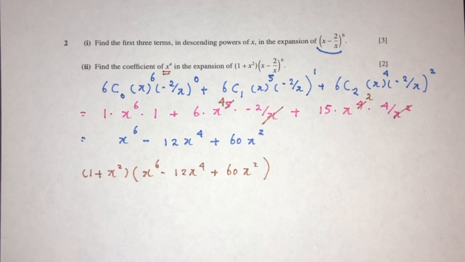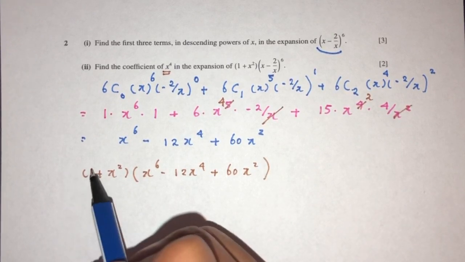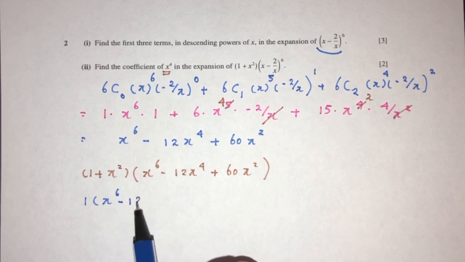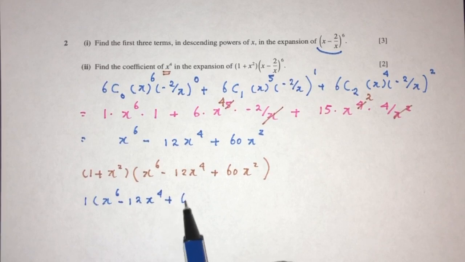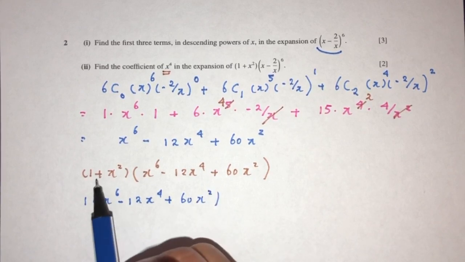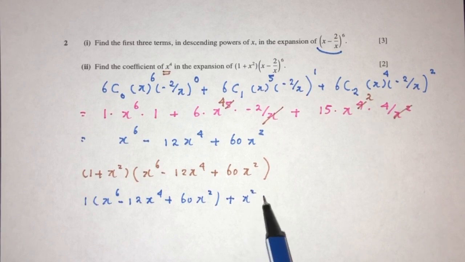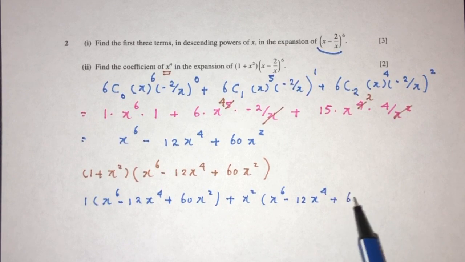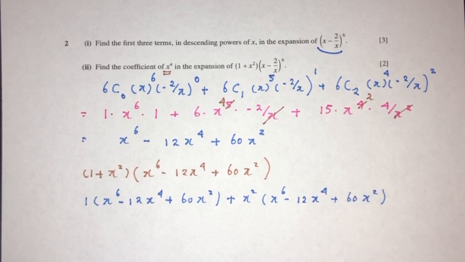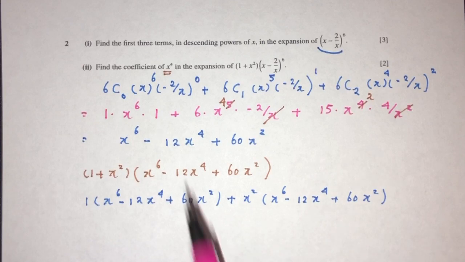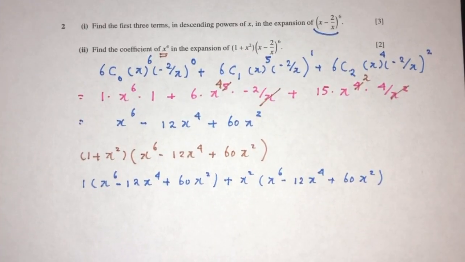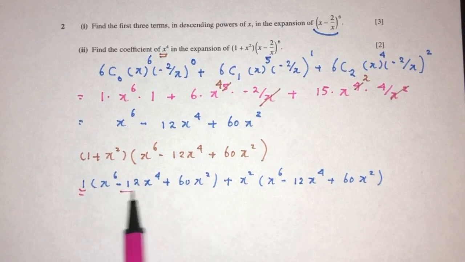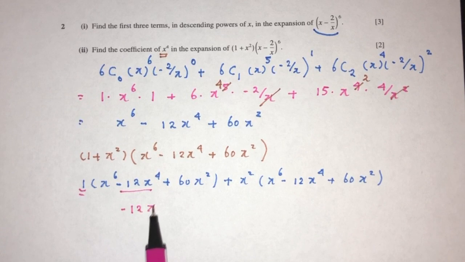Now, how would you expand this? One by one, usually you will take the first one here, multiply by the whole thing, right? And then here we have plus x squared multiplied by the whole thing. That's how you would expand those brackets. But now we understand that we only care about the term in x power 4, so we can pick and choose. So 1 times which one will give you something in x power 4? This one. So 1 times minus 12 will be minus 12 x power 4.